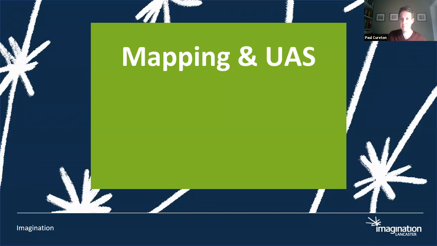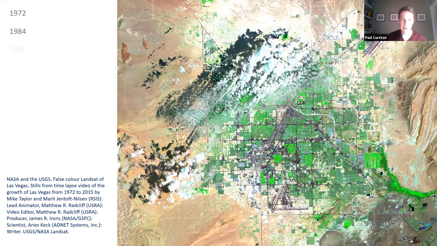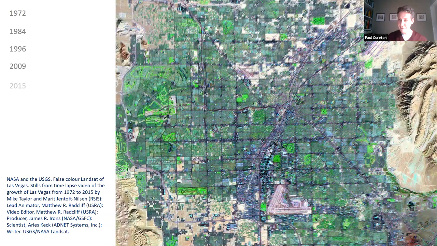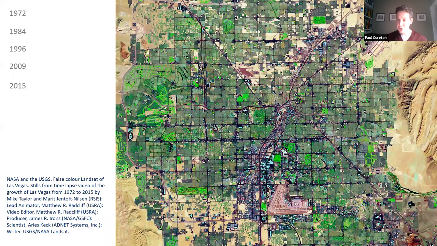So mapping in the US, because I've talked a bit about this. According to Paul Klee, Las Vegas, 1972, 1984, 1996, 2009, 2015. The false color imagery shows the proliferation of golf courses in the desert. Yeah. Golf courses in the desert. Is that sustainable? Only mapping that's done by NASA, some of the best mapping capability in the world, and also some of the coolest people to talk to, which is really cool, can sort of tell these stories.